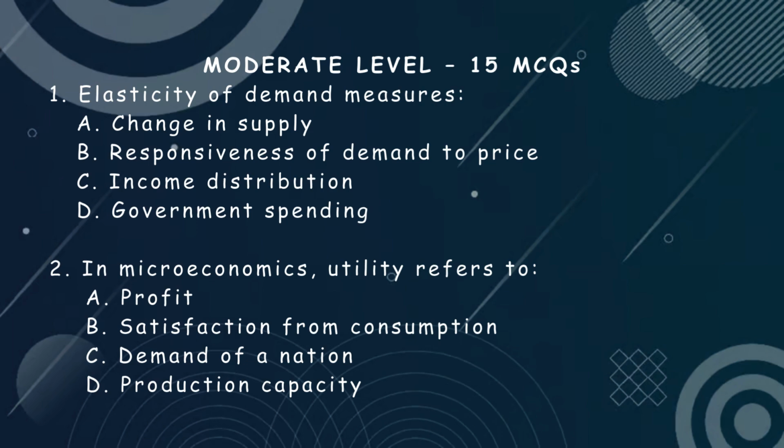Elasticity of demand measures: A. Change in supply. B. Responsiveness of demand to price. C. Income distribution. D. Government spending. Answer: B. Responsiveness of demand to price.